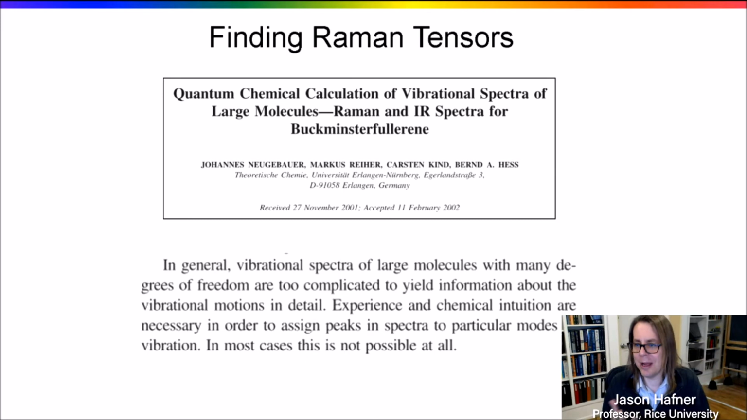So a way to calculate them has come along. In the early 2000s, there's a method called density functional theory that lets you calculate the electronic state of a whole molecule. Very powerful theory used massively in chemistry and physics. But the ability to do Raman is relatively new, early 2000s.